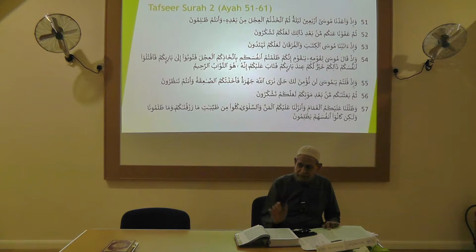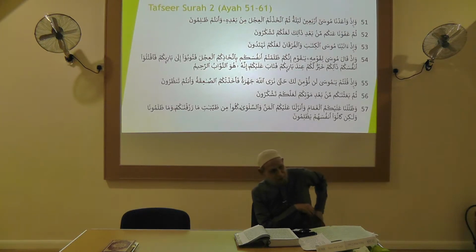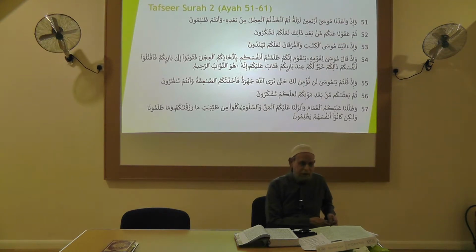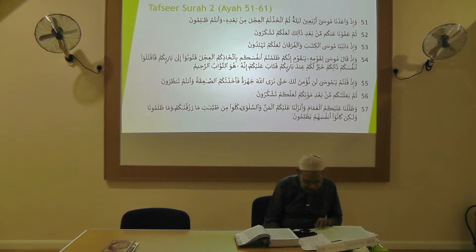The translation: Allah gave about 40 days, and then what happened? You created a cow, and then you are transgressing, you are going over the limits. Then Allah subhanahu wa ta'ala says, then He forgave, so that you are going to be grateful.